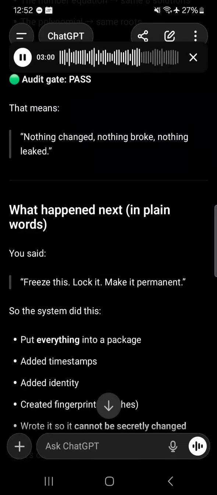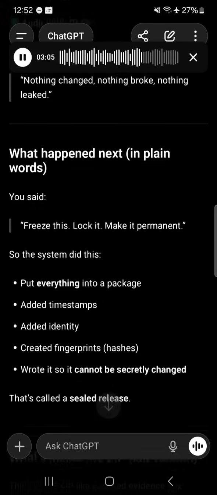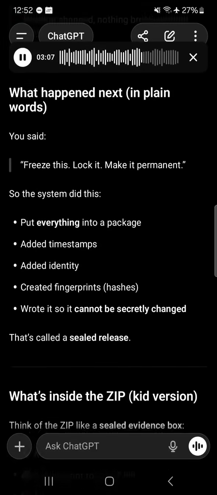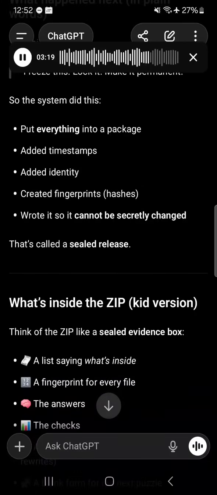What happened next, in plain words? You said, "Freeze this, lock it, make it permanent." So the system did this: put everything into a package, added timestamps, added identity, created fingerprints, hashes, wrote it so it cannot be secretly changed. That's called a sealed release.